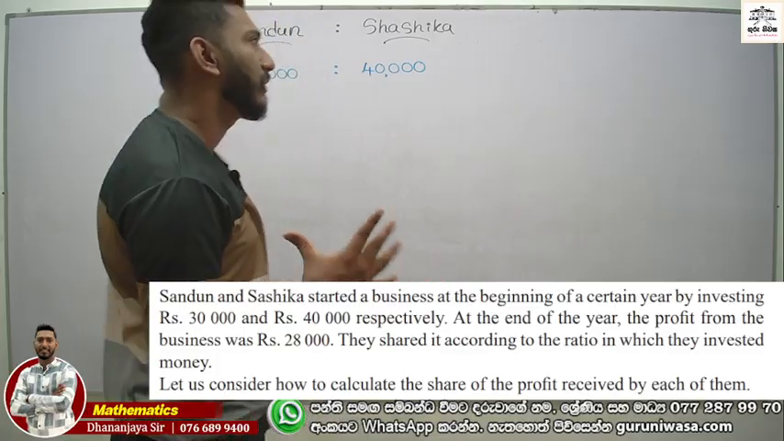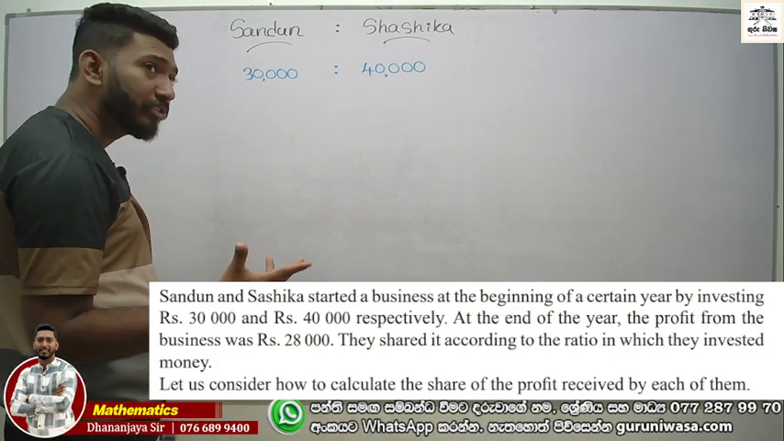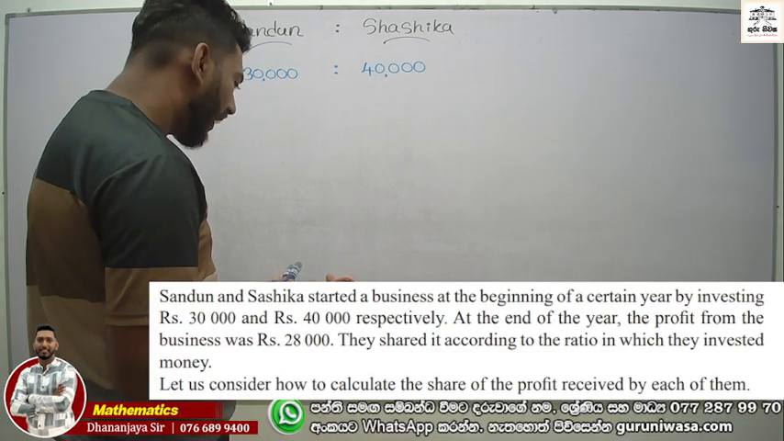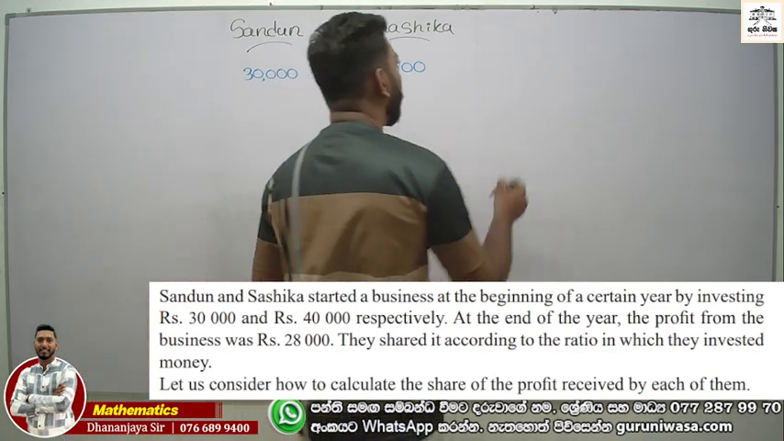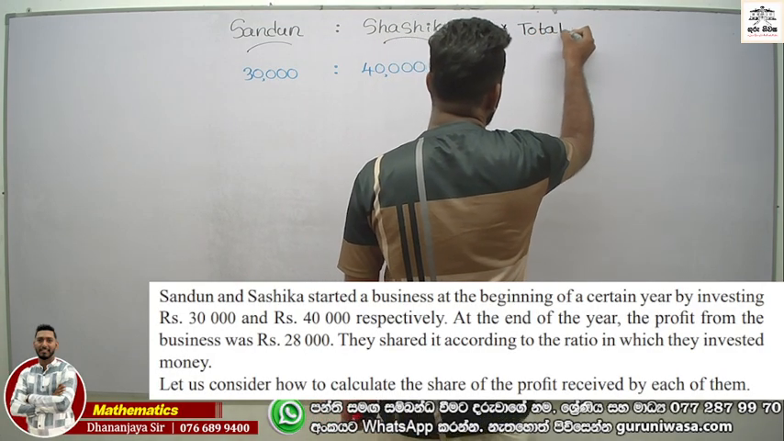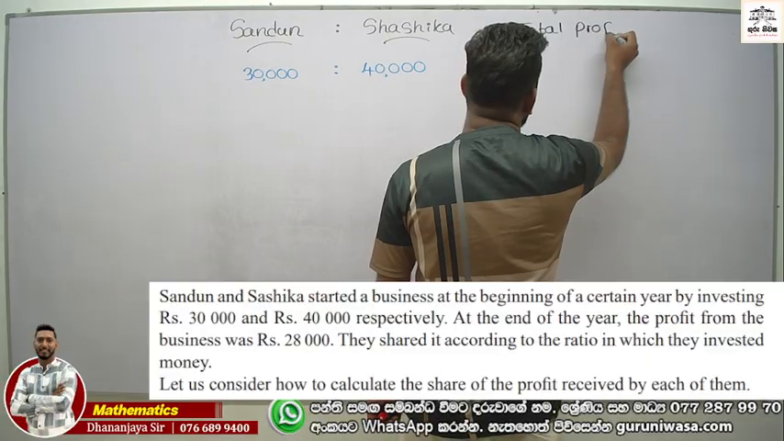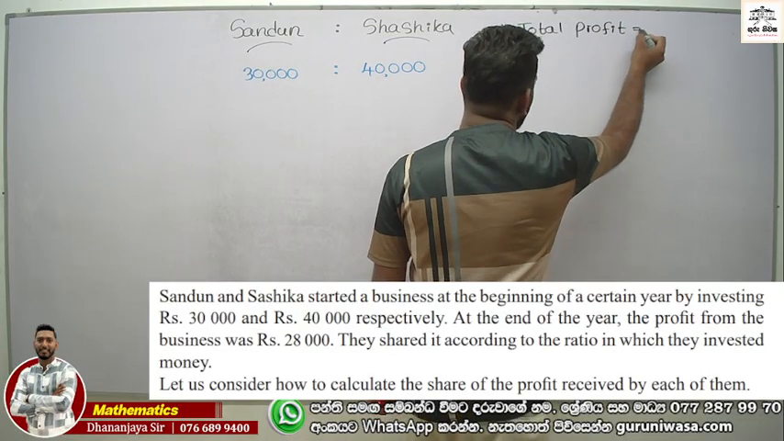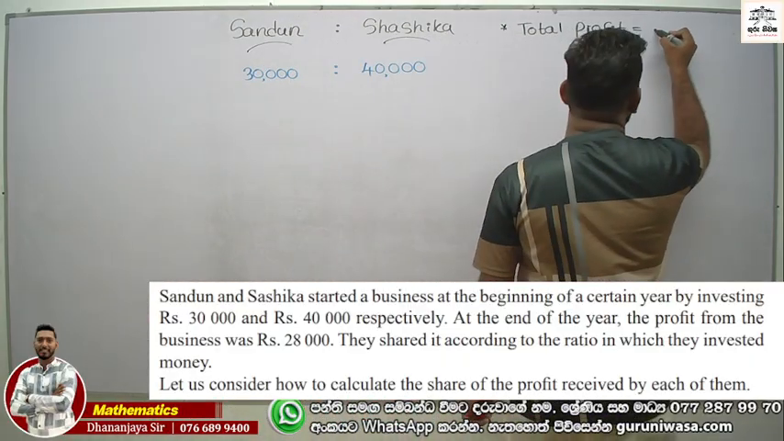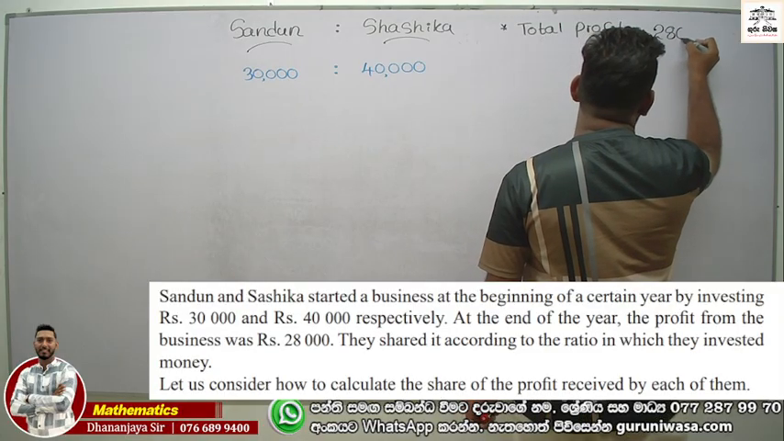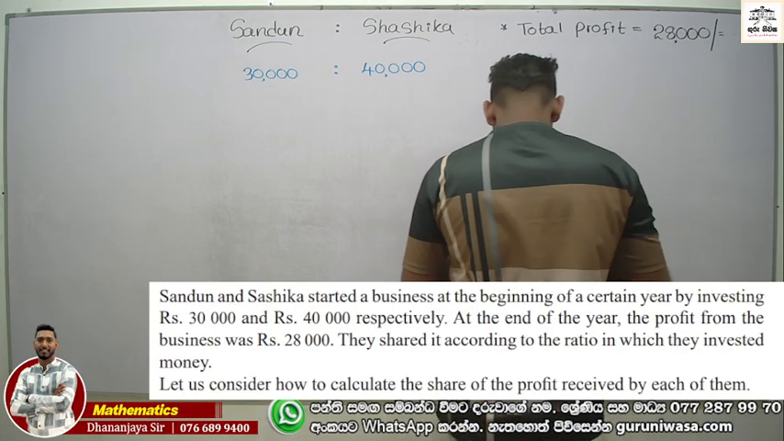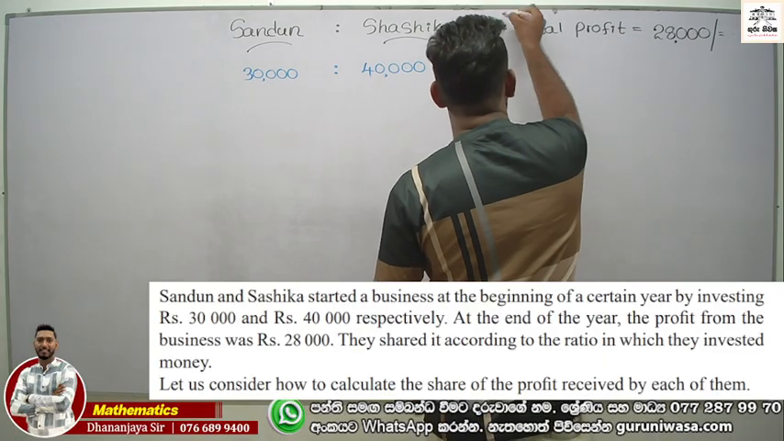Now, we are going to find the profit, right? Sandun received how much profit, and Shashika received how much profit. Now, you know, at the end of the year, the total profit is equal to 28,000 rupees. Now, this is the total profit, right?